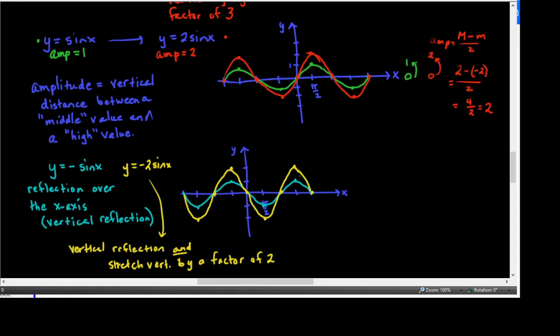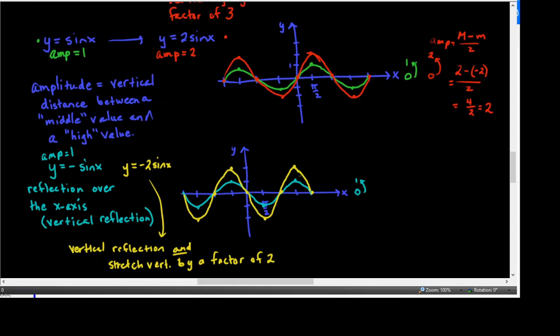Okay, so the reason I started all of this talking about -a was on purpose. I wanted to talk about amplitude when a is negative. So if I measured the amplitude for the y equals negative sine of x, using my definition, the middle value is 0, the high value is 1. How far is it from 0 to 1? It's 1. So the amplitude for this one is 1. Is 1 the coefficient of this function? Well, we're going to have to figure that out.